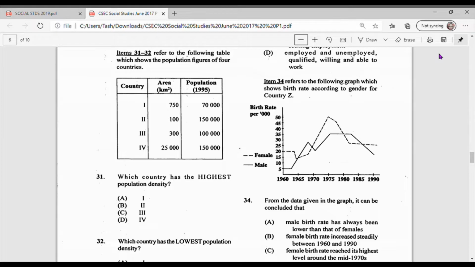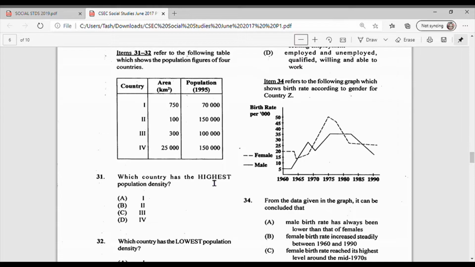Items 31 to 32 refer to the following table, which shows the population figures of 4 countries. So there is country 1, 2, 3, and 4. It gives you the area as well as the population. Question: which country has the highest population density? So population density is really talking about the amount of persons that are within a specific area per square kilometer. So in order to find population density, it means that you would need to divide the number of persons by the area that you are working with.